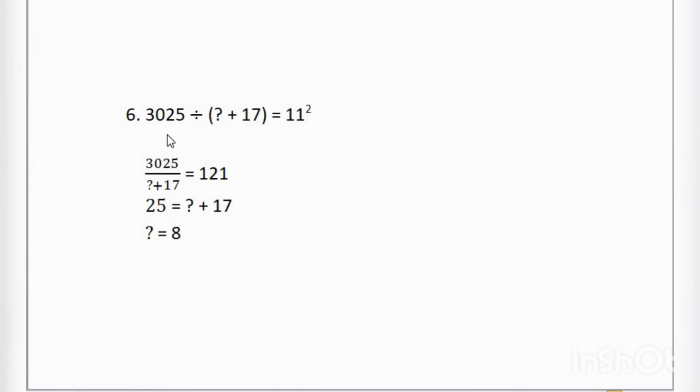Moving on to the sixth question, 3025 divided by within the brackets question mark plus 17 equal to 11 square. And this division is applicable to both the numbers, that is for the number 17 and also for the unknown number, right? So we can write 3025 divided by question mark or unknown number plus 17 equal to 11 square, it is 121. And 121 into 25 it is 3025. So we can write on simplifying 25 equal to question mark plus 17 on cross multiplication, right? So from there we will get question mark as 25 minus 17 which is equal to 8. So the answer for this question is 8.